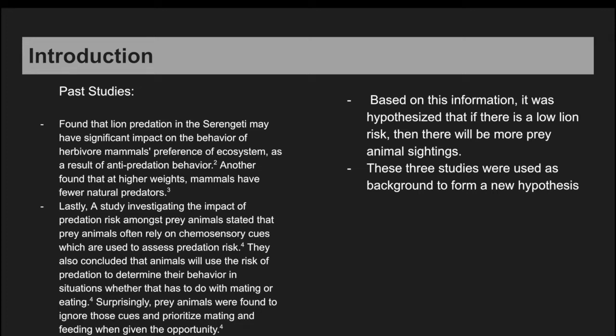Another study that focused on lion risk in prey animal sightings also found that prey animals with higher masses were sighted more than smaller animals, due to the reason that predators prefer to go after the smaller animals rather than animals with a higher mass.